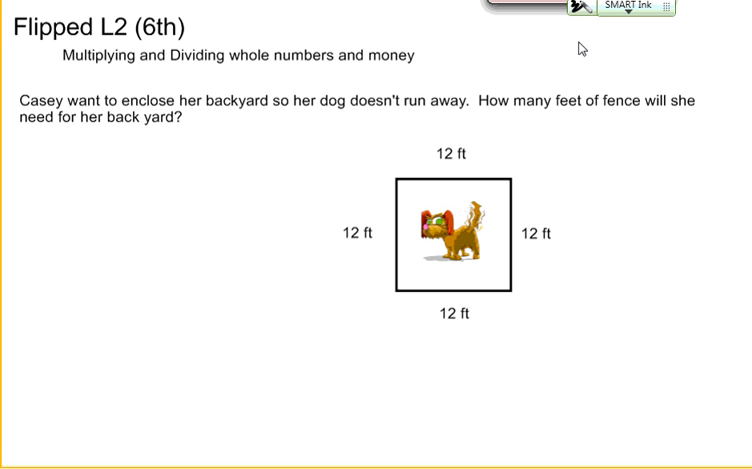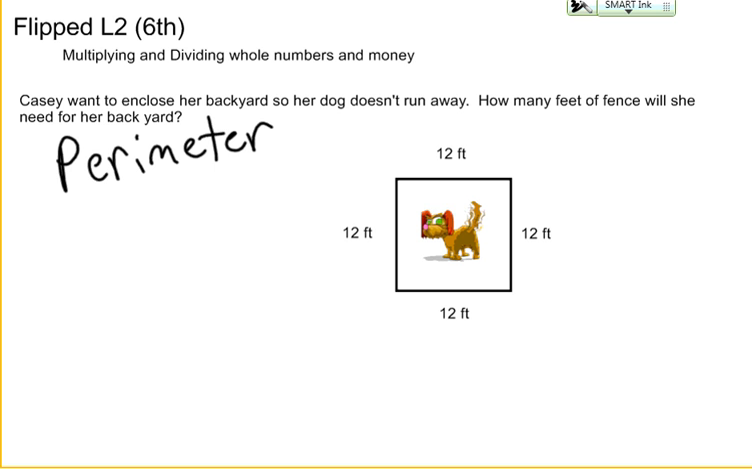It says, Casey wanted to enclose her backyard so her dog doesn't run away. How many feet of fence will she need for her backyard? So we have a picture right here of her backyard and, of course, her nice dog in her backyard. And we see that her backyard is a nice square, 12 feet by 12 feet by 12 feet. And so really what we're looking for here is a perimeter, because that's going to be the fence around.